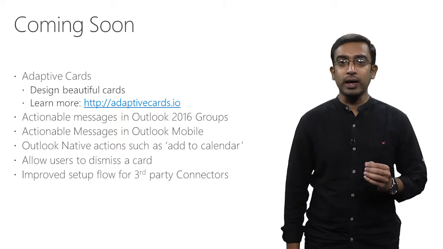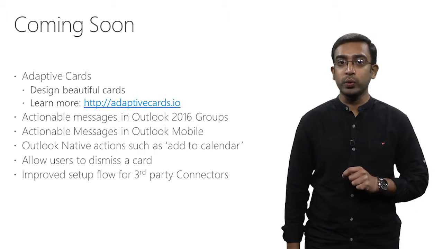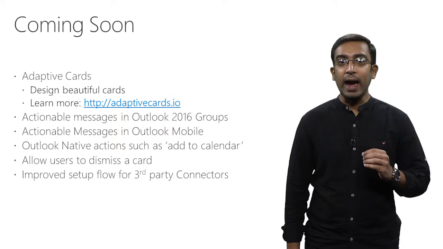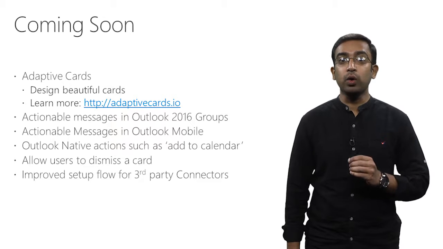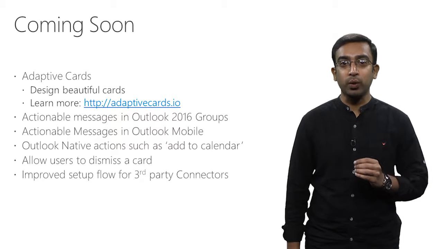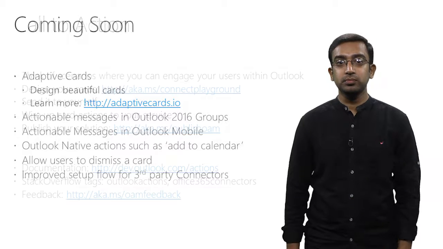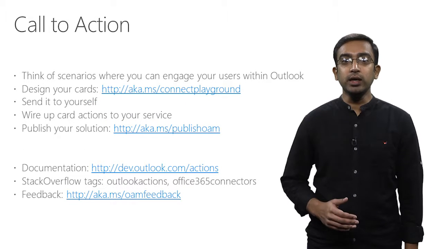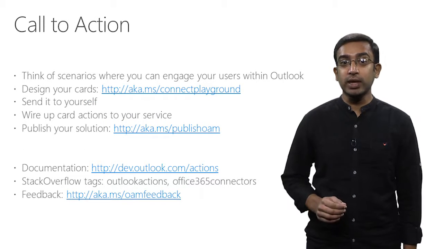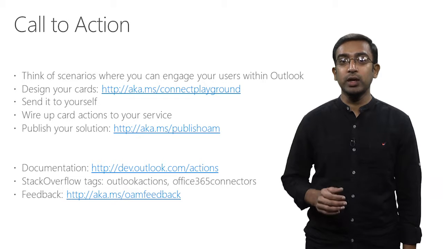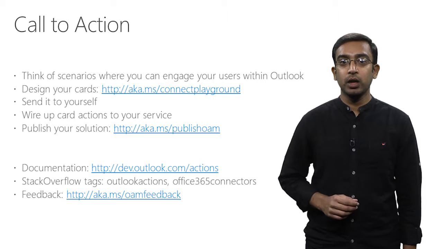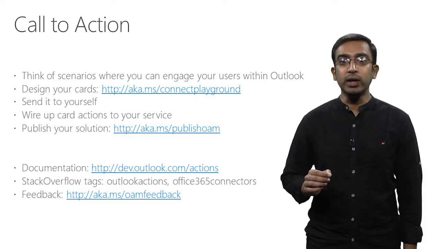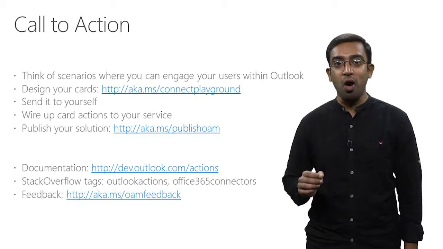Actionable messages are currently available in Outlook Web and Outlook 2016. We are working actively to enable them in Outlook Mobile as well as Groups for Outlook 2016. Now that you have learned about actionable messages, it's a good time for you to think of scenarios where you can improve your products and workflows. You will find all the help you need at dev.outlook.com.